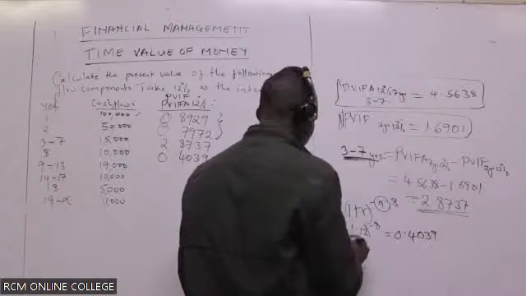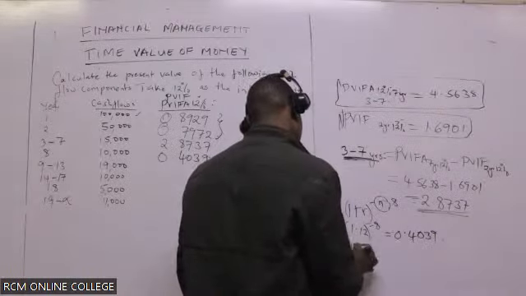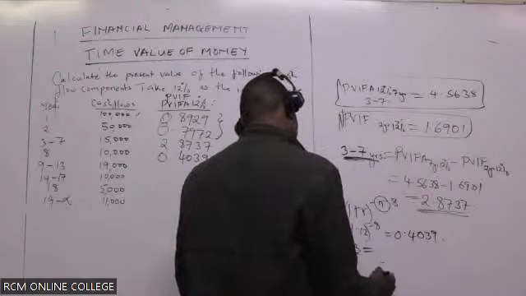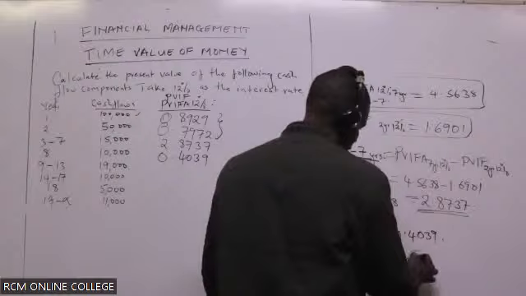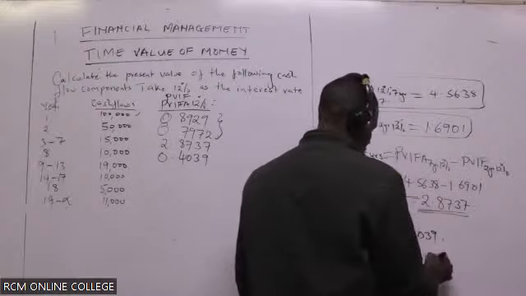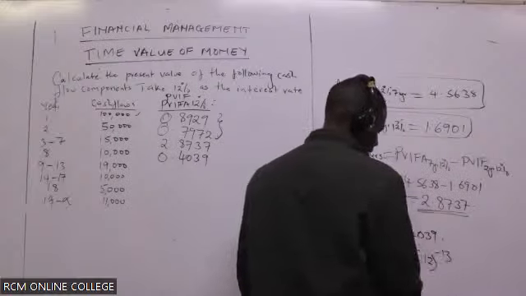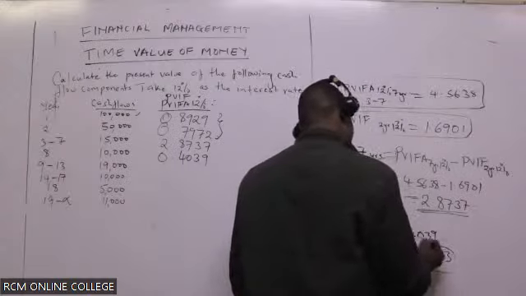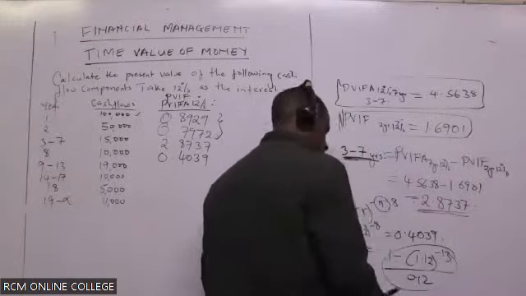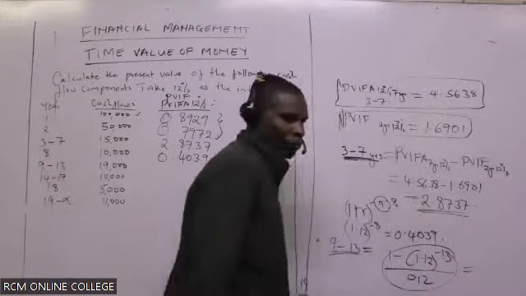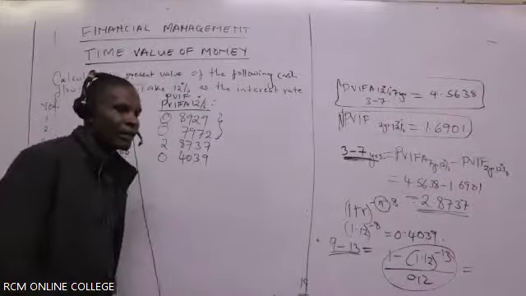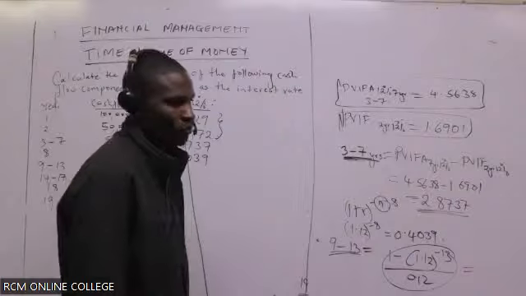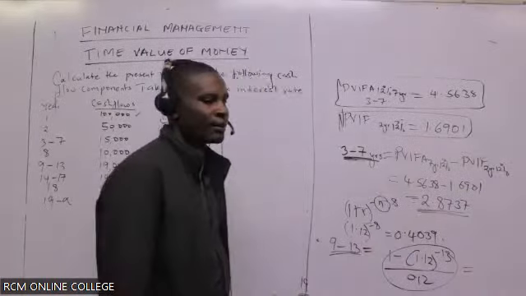Year 9 to 13. This is regular. Therefore, I expect 1 minus 1.12 raised to power negative 13, divided by 0.12. Give me that. What do you get? That will be for 13 years first.